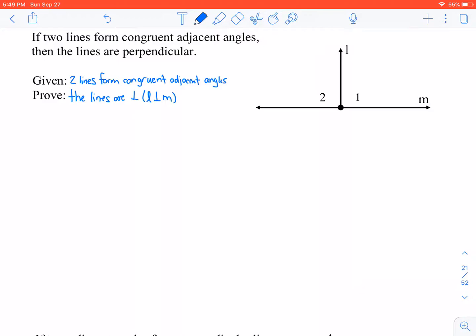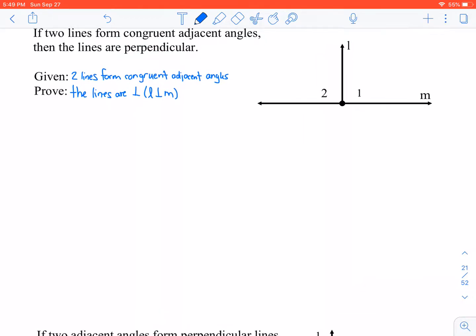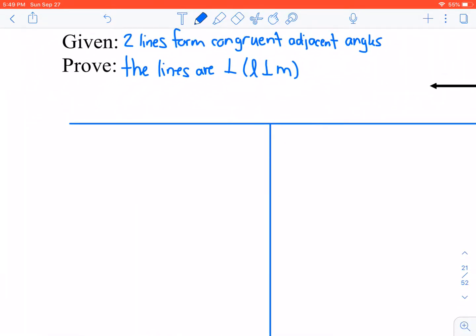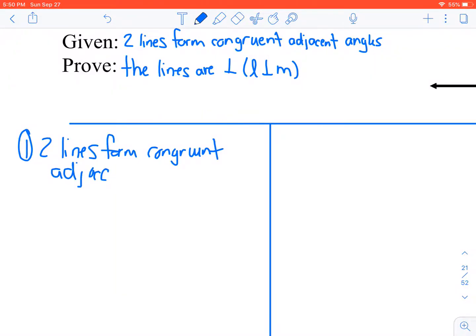whenever you're doing a proof, always your first step is start with the given. So draw my line here. So yes, first step is given. Two lines form congruent adjacent angles. And it's your given.